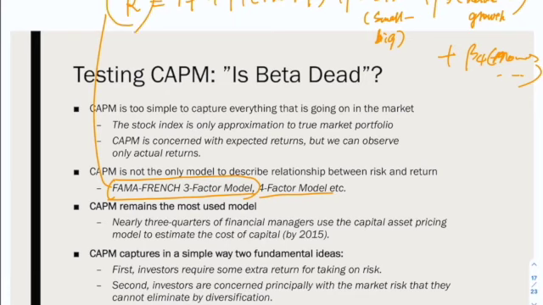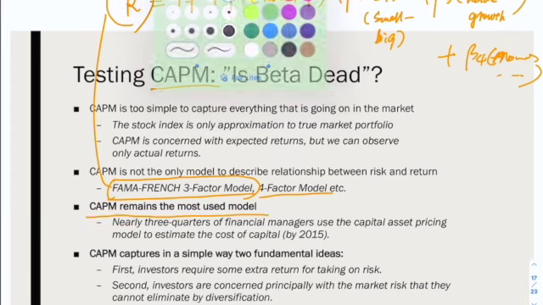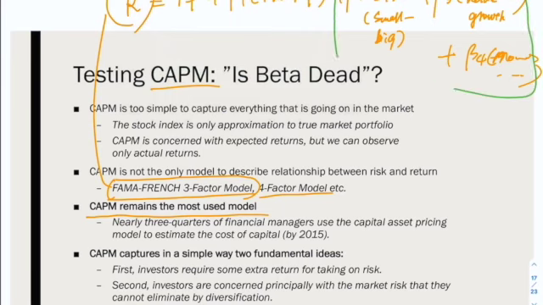Does that mean beta is dead? Does it mean that CAPM is no longer useful? No, absolutely not. Because CAPM remains the most used model, and everybody is building their own model on top of CAPM. You can add a bunch of factors you think are important other than the market factor, but no one disagrees that the market factor is still very, very important. Arguably, it's still the most important factor in the pricing models.